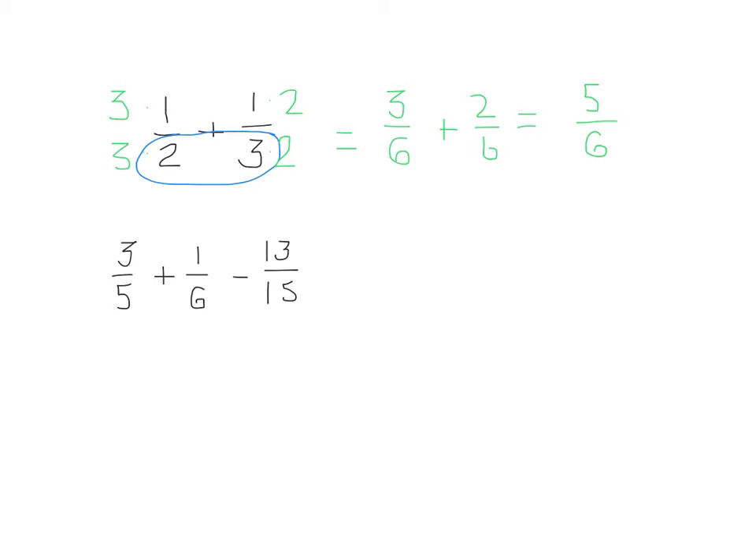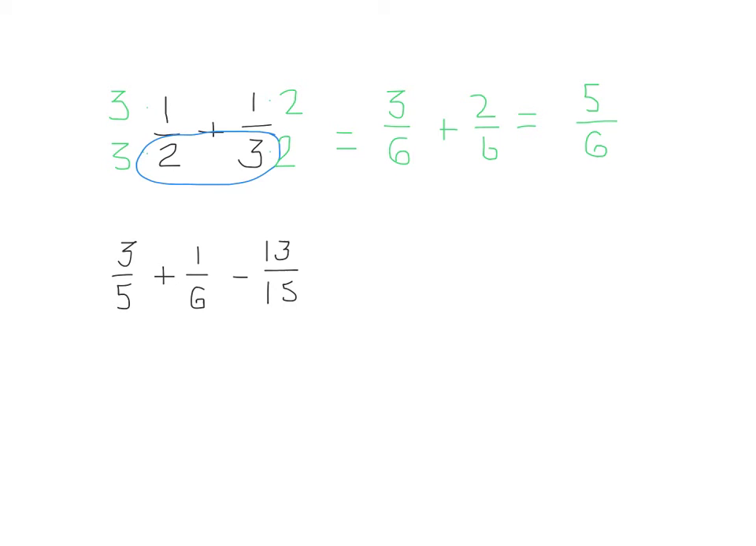So let's try this again. This one I have some addition and some subtraction, but regardless, I need to have common denominators. So again, my denominators are 5, 6, and 15. I ask myself, what is the smallest number that 5, 6, and 15 divide evenly into?